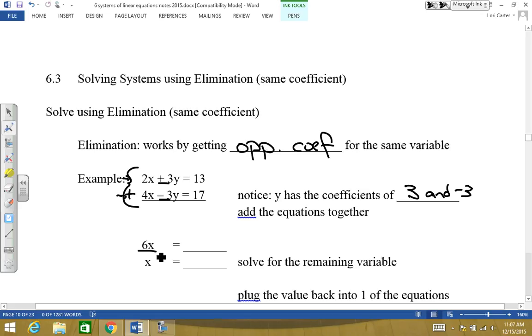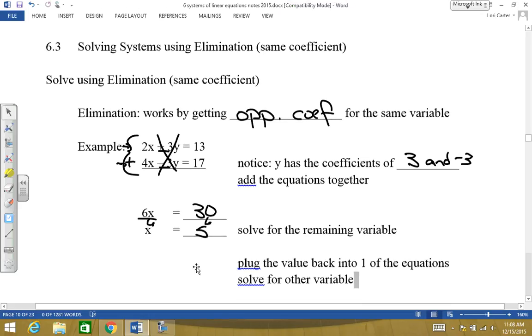Okay, now plus 3y minus 3y, what do those two things do? Those cancel because we're adding. What's 13 plus 17? 30. All right, now, how do I get x by itself? Divide by 6. So x equals 5. Do I have my point yet? Man, that's really easy. It is very easy.